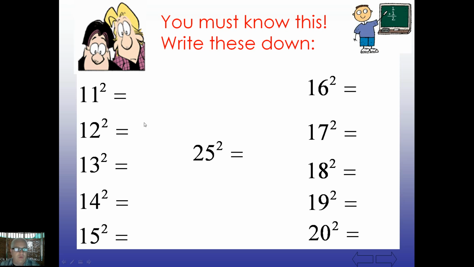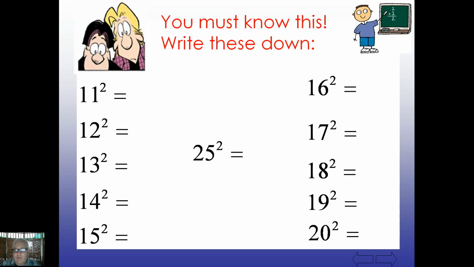So maybe you know 12 squared is 144. We talked about that already. Maybe you know 20 squared. You can kind of intuitively look at that. 2 times 2 is 4. You should have 2 zeros. How about 400? And write down the other ones that you might know.